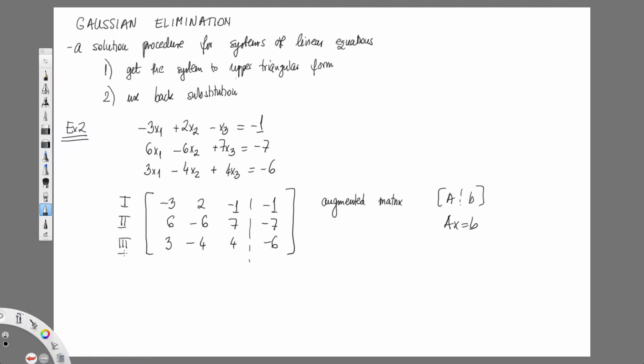So if I label these rows with Roman numerals, what could I replace my second row with? There's a linear combination of these rows that would basically get this 6 to be a 0. Can you come up with 2 times row 1 added to row 2? Yeah. So basically I'm going to replace this by 2 times row 1 plus row 2. So I'm going to have 2 times -3, which is -6, plus 6, that's going to be a 0, okay?